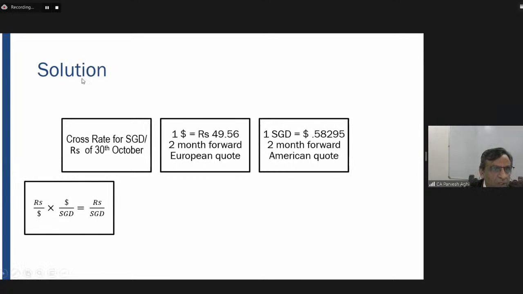So what we'll do is, on the right hand side, we have rupee per dollar, and then dollar divided by Singapore dollar. So the dollar cancels, and we have rupee upon Singapore dollar. Okay. So which means 1 Singapore dollar is equal to so many rupees.